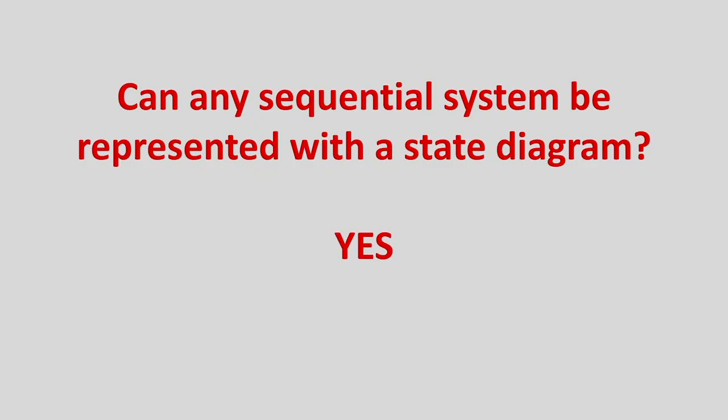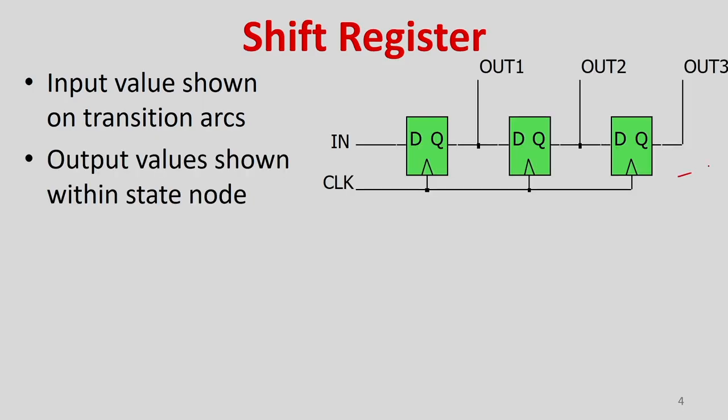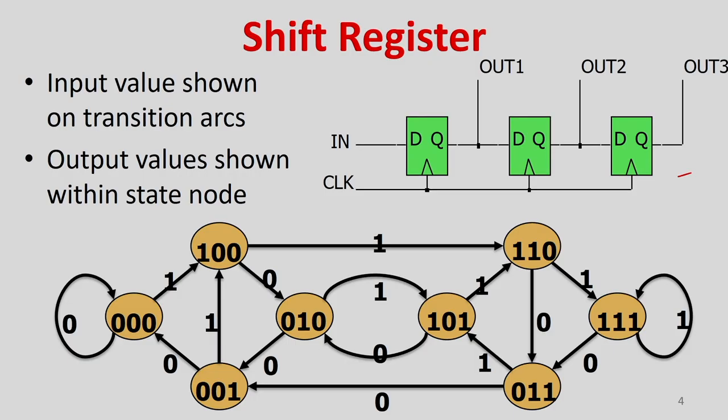So we have already discussed this: can any sequential system be represented with a state machine? The answer is yes. We have discussed it in earlier classes, but let us look at a shift register. This is the shift register. If you draw the FSM diagram for a 3 bit shift register, it will have 2 to the power 3, so 8 states, and the state diagram is shown here. If you look at the state diagram, these are the inputs, and inputs are shown on the arcs.